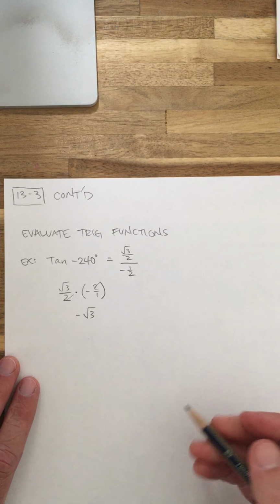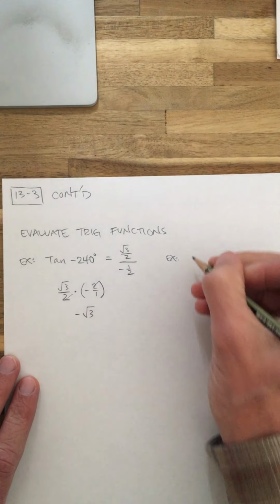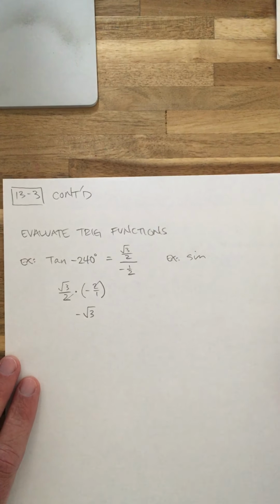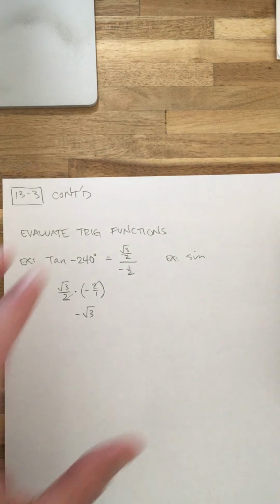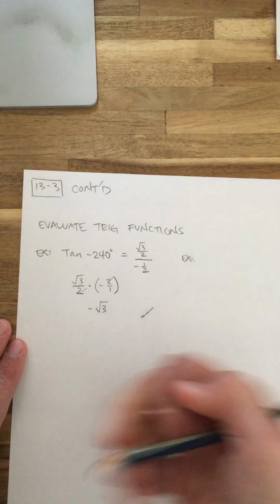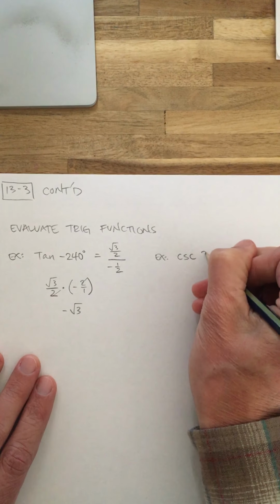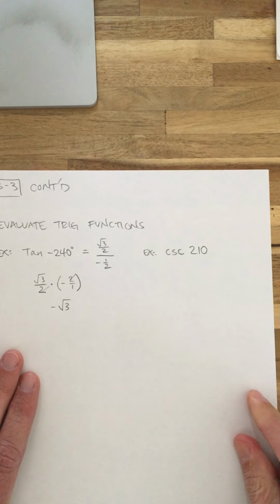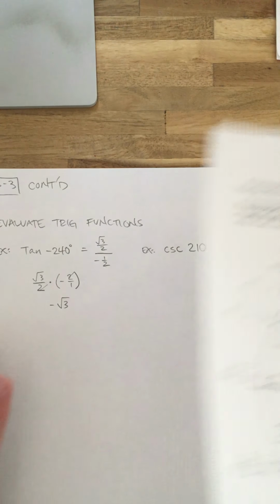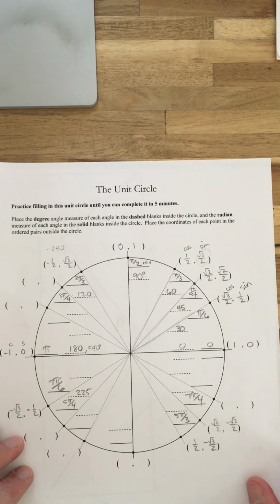Let's try, how about the sine of 210? This shouldn't be too difficult, right? Actually, I think that's way too easy. Let's do this. How about the cosecant of 210, okay? All right, can we do that, the cosecant of 210? Well, let's look on our unit circle.